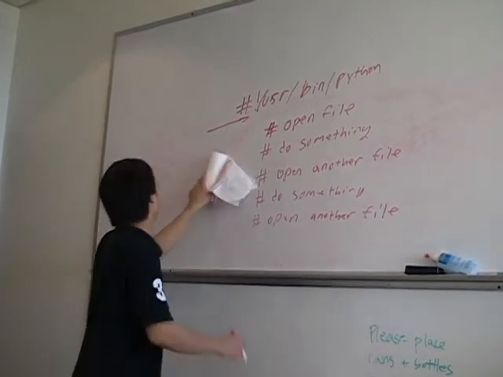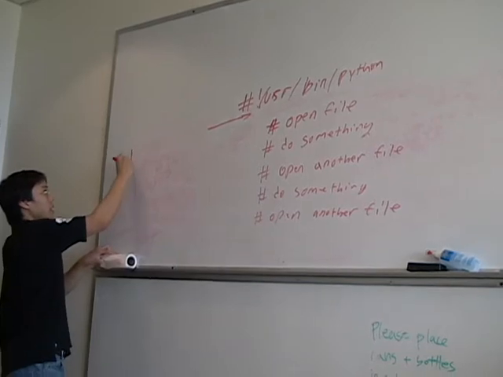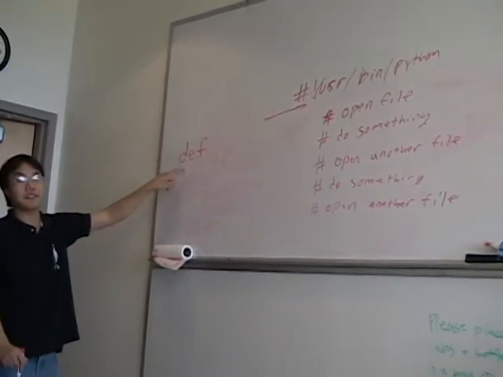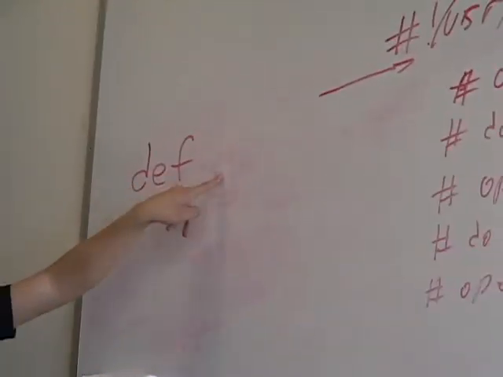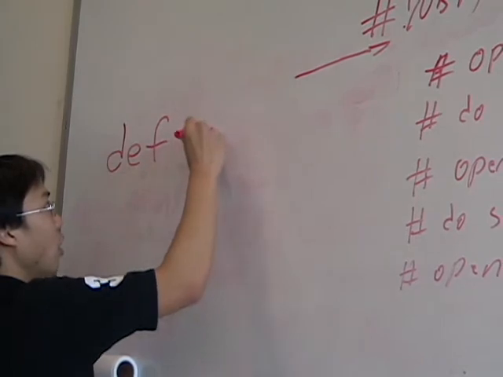So here's a way to do it. To declare your function, it's going to be a def. This means this is a function. Now you got to give it a function name. So let's say we want to open file.